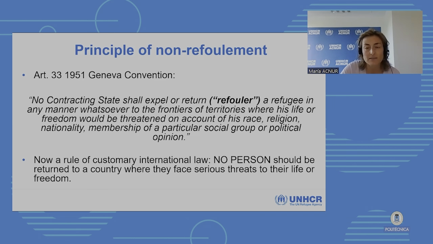That means that before expelling anybody to a country of origin, there has to be a procedure. There has to be a procedure where the person is identified, where the person has the opportunity to express if, for any reason linked to the Geneva Convention or not, that person should not be returned, and that protects us all from being sent to a place where we face threats to life or freedom.